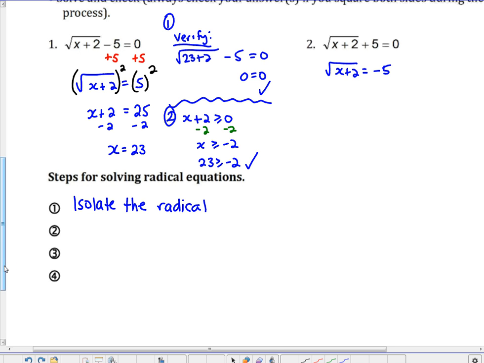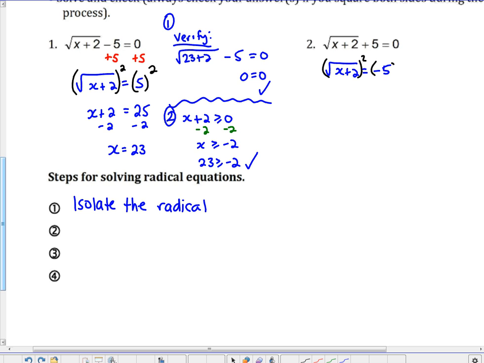Now with this one, right away, you might be able to see that it can't work. There's no solution, because a square root is always going to be positive, and that's supposed to equal a negative. It's not possible. So we could say no solution. Now, if you solved it algebraically, you would find that there is an extraneous root.